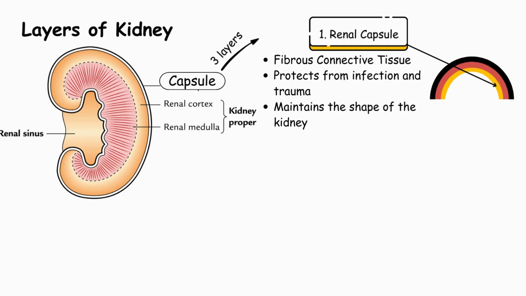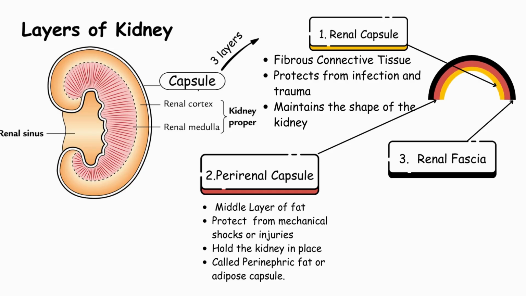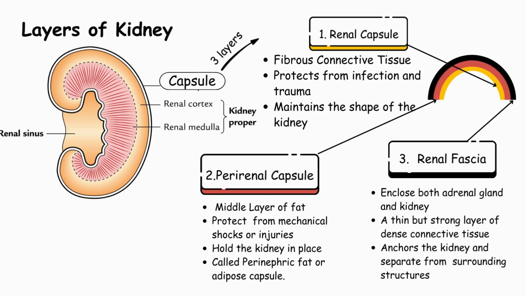The second layer is the middle layer, made up of fat and called the perirenal capsule. This layer provides protection from any mechanical shock and injury, and holds the kidney in place within the abdominal cavity. The third layer is the renal fascia, which is the outermost layer and encloses both the kidney and adrenal gland. This layer is thin but strong, made up of dense connective tissue. It anchors the kidney by keeping it in place and separate from surrounding structures.